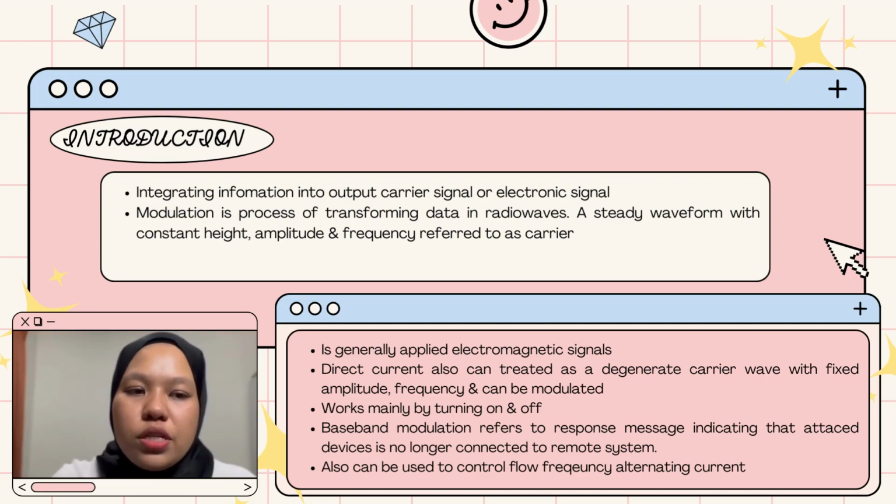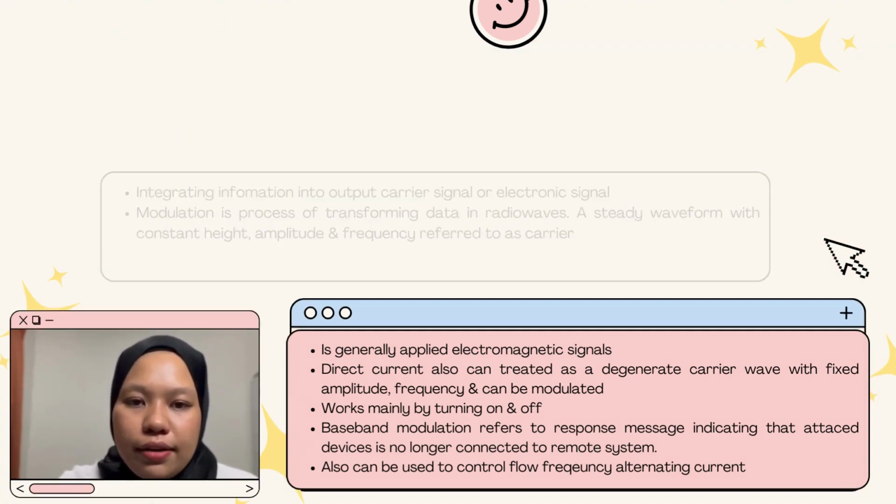Besides that, modulation also applies to electromagnetic signals. Direct current also can be treated as a degenerate carrier wave with a fixed amplitude and frequency, and it can also be modulated. It works mainly by turning on and off. Baseband modulation refers to a response message indicating that the attached device is no longer connected to the remote system. It also can be used to control the flow frequency of alternating current.